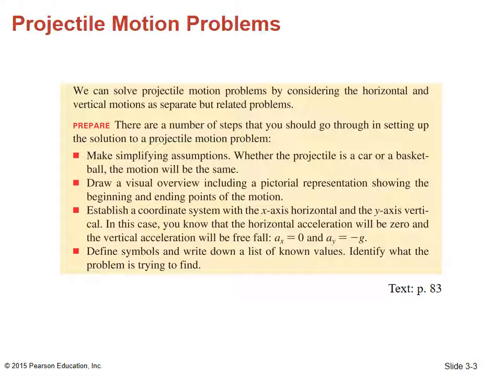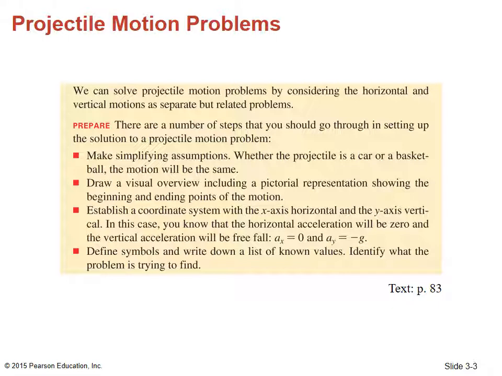There are a number of steps you should go through in setting up the solution to a projectile motion problem. You make simplifying assumptions. Whether a projectile is a car or a basketball, the motion will be the same. Draw a visual overview, including a pictorial representation, showing the beginning and ending points of the motion. Establish a coordinate system with the x-axis horizontal and the y-axis vertical.